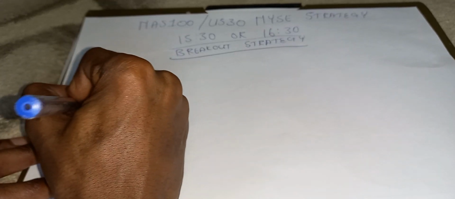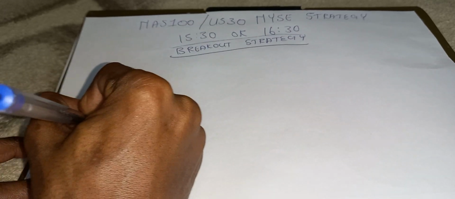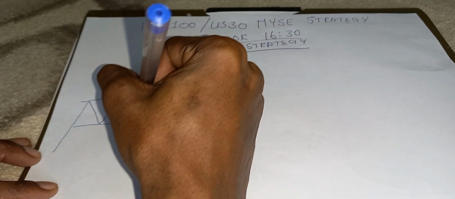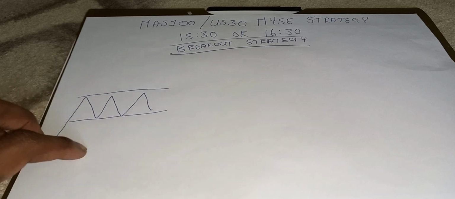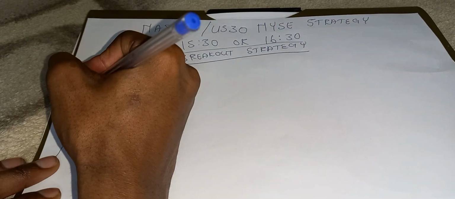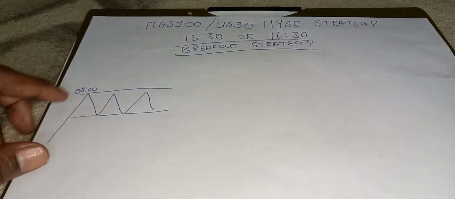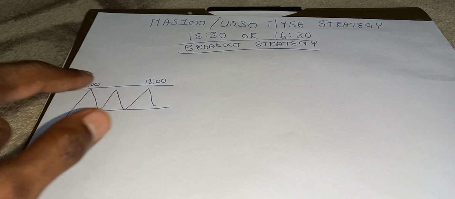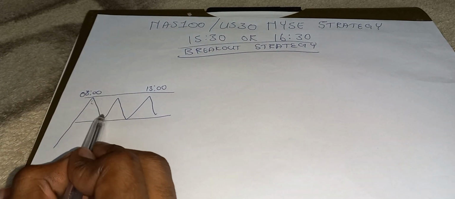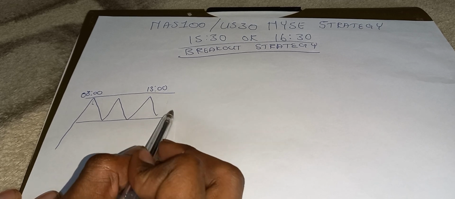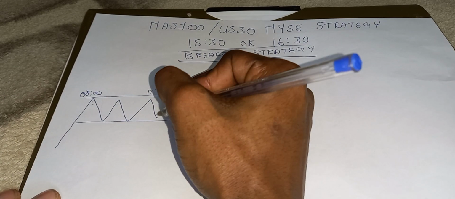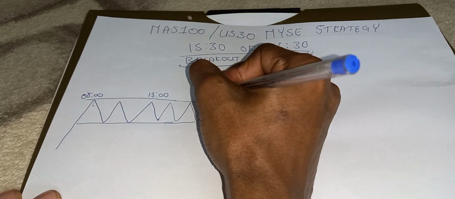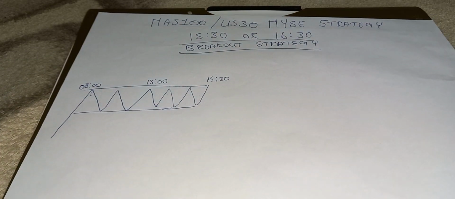Now let's look at this strategy. You will have your movement of the market. Let's say the market is moving like this. Take note that this happens most of the time. Around 8 o'clock in the morning, up to, let's say, 13 o'clock, the market will be moving at the same price, testing the same price, testing the same price, up until 15:30. Most of the time this takes place.